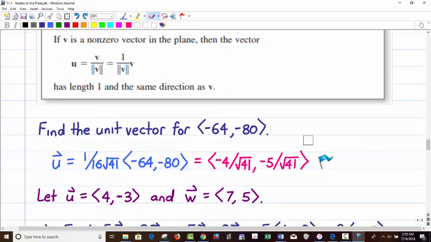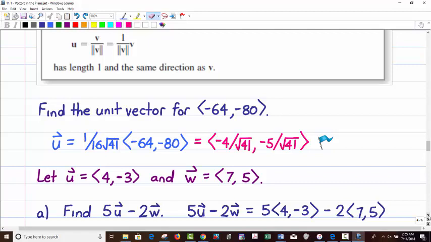So here's that vector we just did. Suppose I want to find a unit vector. Obviously that vector is going to have a magnitude way more than 1. So what I did is I took what we got in the last problem, 1 over 16 times the square root of 41. And then that's 1 over the magnitude of v times v. And now negative 64 over 16 is negative 4. Negative 80 over 16 root 41 would be negative 5 over root 41.